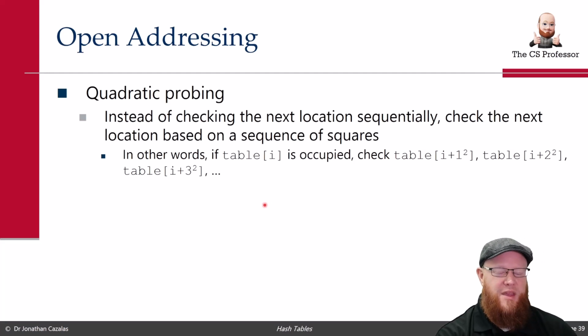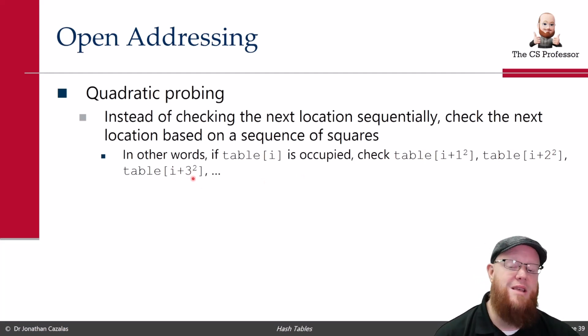Let's think about that. If index 10 is occupied, we check index 11, which is 10 plus 1 squared. But if index 11 is occupied, what do we check next? We're going to check 10 plus 2 squared, index 14. If that's occupied, we're going to check index 19, 10 plus 3 squared, index 19, and so on.